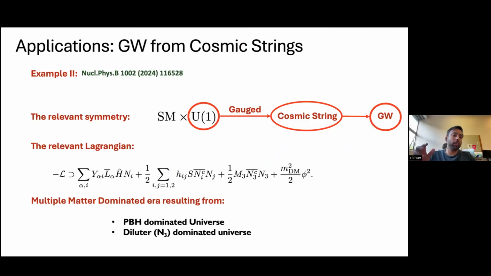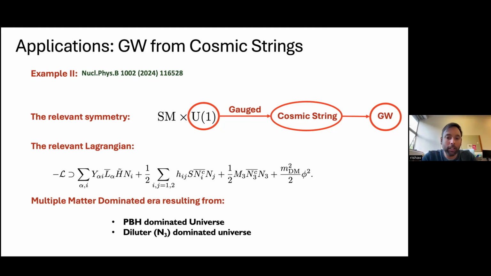Another example that I would like to give is based on one of our recent works. And here again, the idea was similar to what was shown in the earlier work. So we had a standard model with a gauged U1 symmetry, which is responsible for cosmic string, and the cosmic string decays to generate gravitational waves. And this is the Lagrangian. We have again right-handed neutrinos that couple to a scalar S, which is responsible for breaking this U1 symmetry. So here, apart from this, we also had a PBH that can produce these particles.